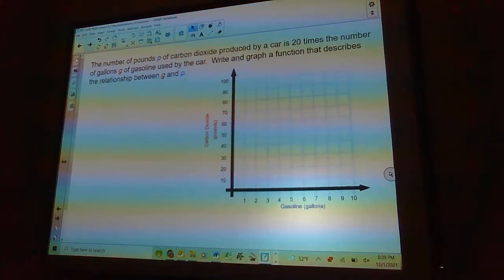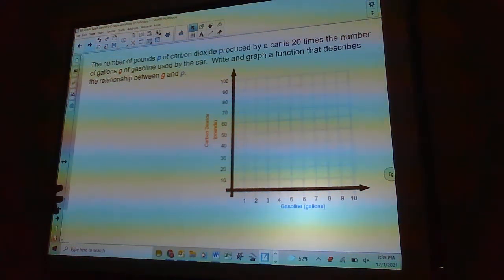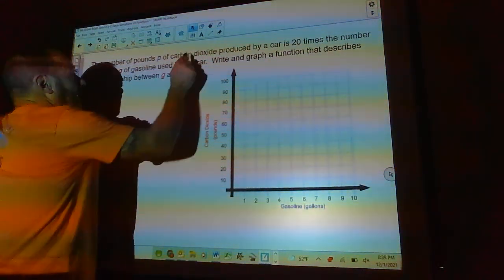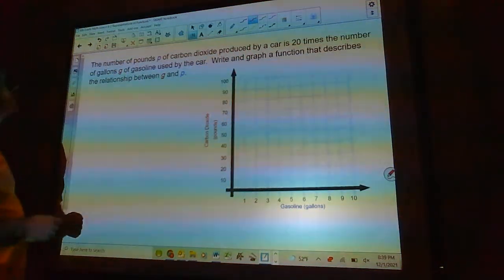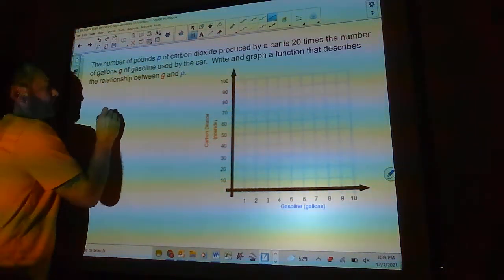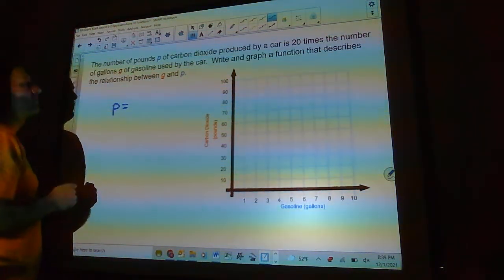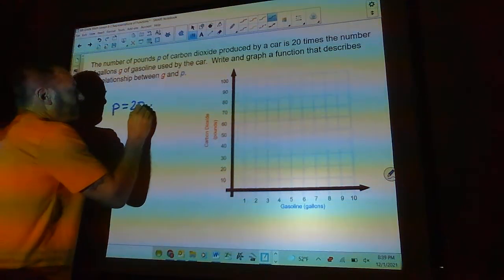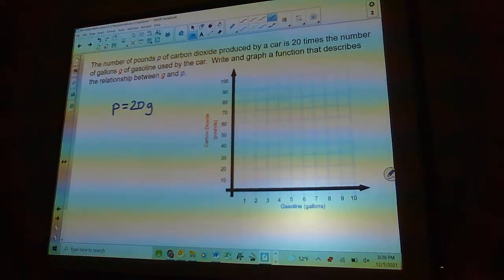Okay, the number of pounds P of carbon dioxide produced by a car is 20 times the number of gallons G of gasoline used by the car. Write and graph a function that describes the relationship between G and P. Okay, so P, the pounds, is going to equal 20 times G, the gallons of gas.